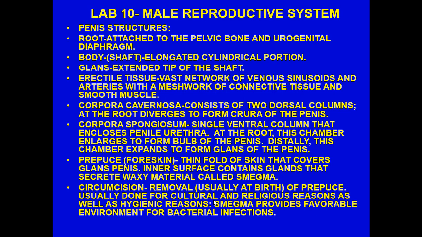It's a thin fold of skin that covers the glans of the penis. Now, the issue comes up about circumcision. Now, here's part of the reason. The foreskin on the inner surface will contain glands that secrete a waxy material called smegma. Now, the problem with this is it will provide a favorable environment for bacterial infections.